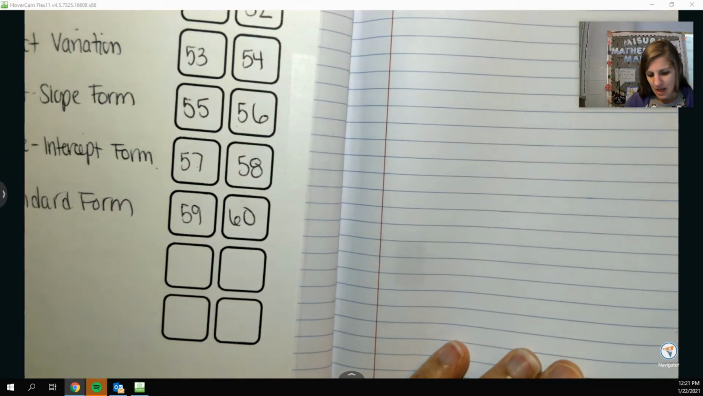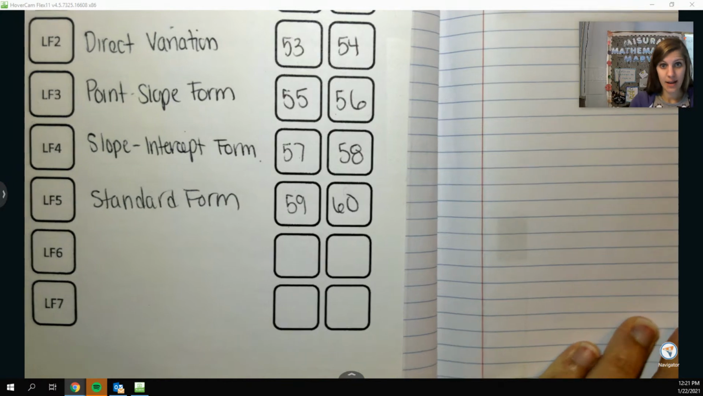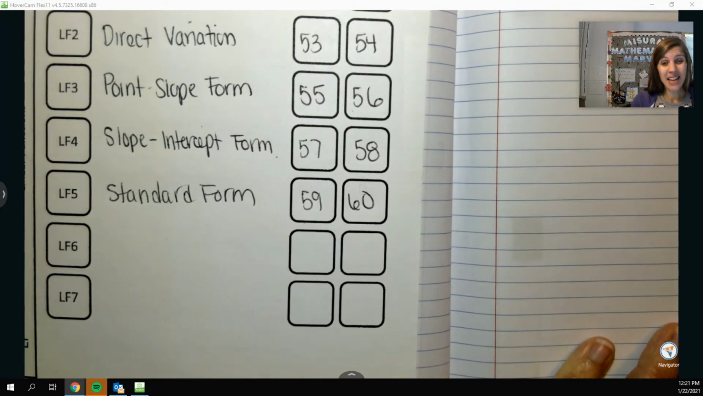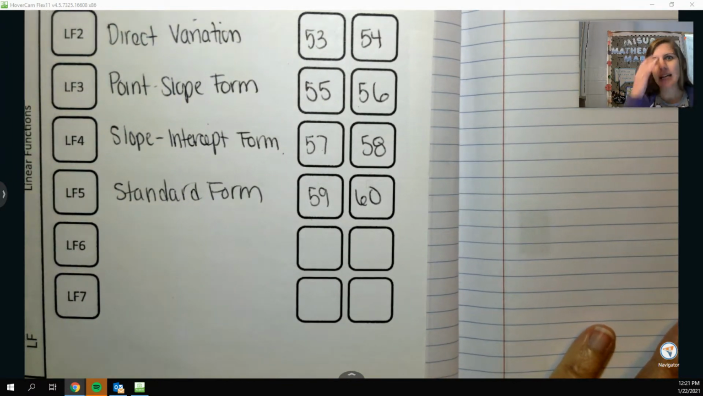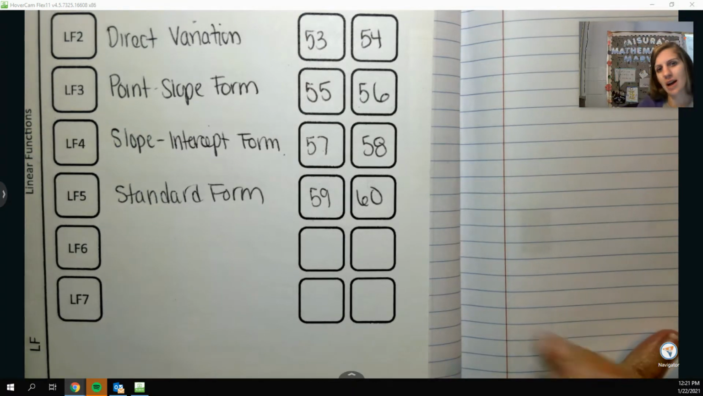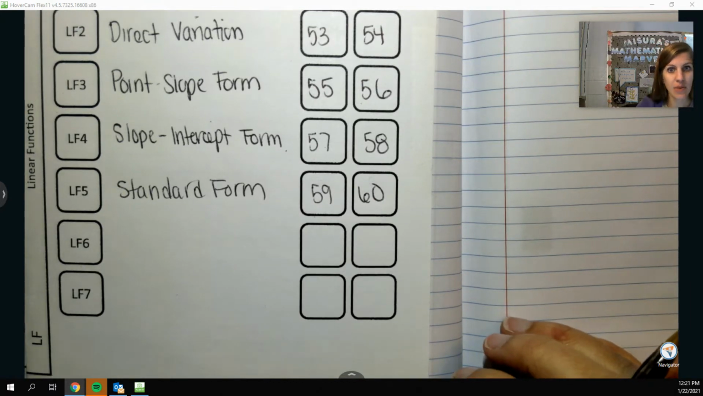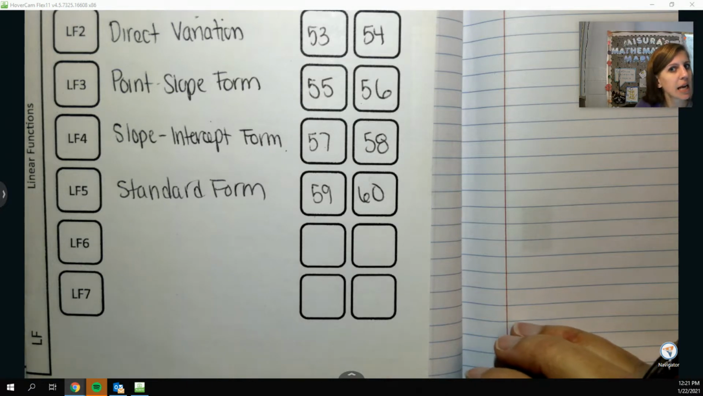Alrighty guys, so we're not going to learn a new form of a line today, but we're going to talk about specific types of lines and kind of like when I have more than one line. So when we start getting more than one line on a graph at a time, a couple of things can happen. The lines might cross each other or they might not.